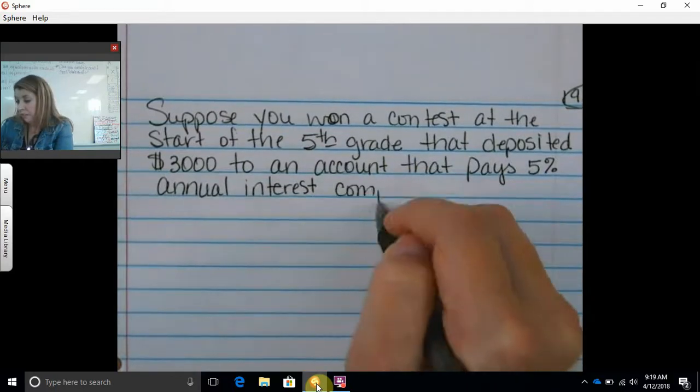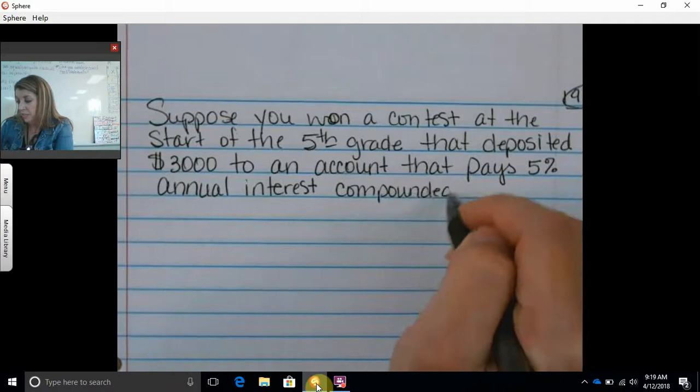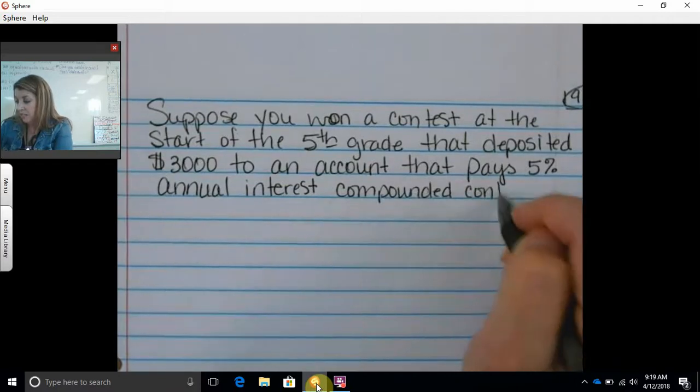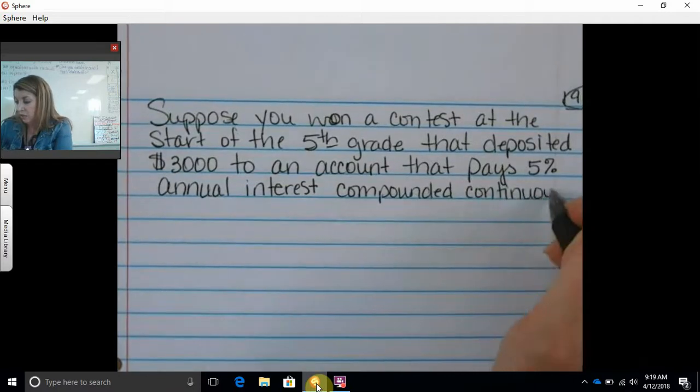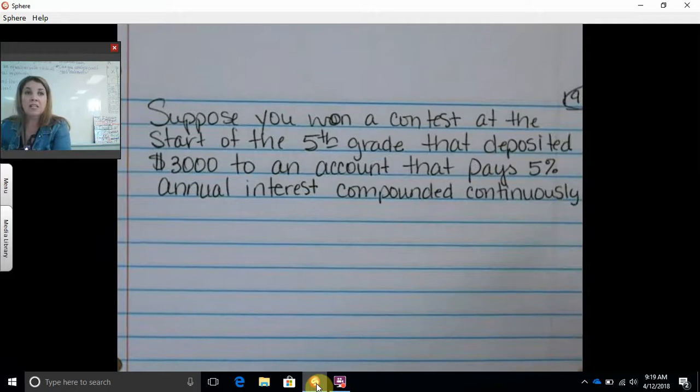compounded continuously. As soon as you see that it said compounded continuously, you know that you don't use the same formula that I taught you already in this section. The one was like A of t equals A times, open parentheses, 1 plus r, raised to the t.